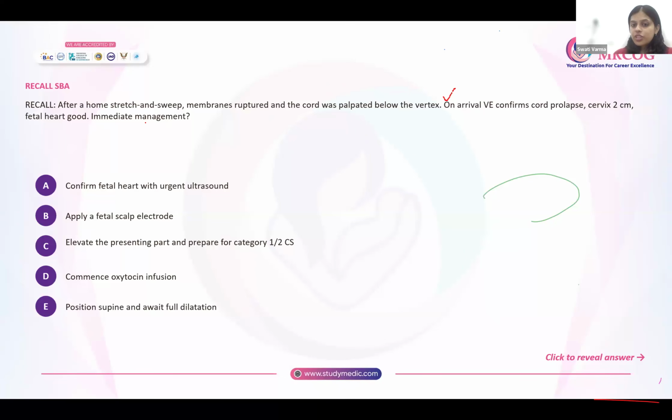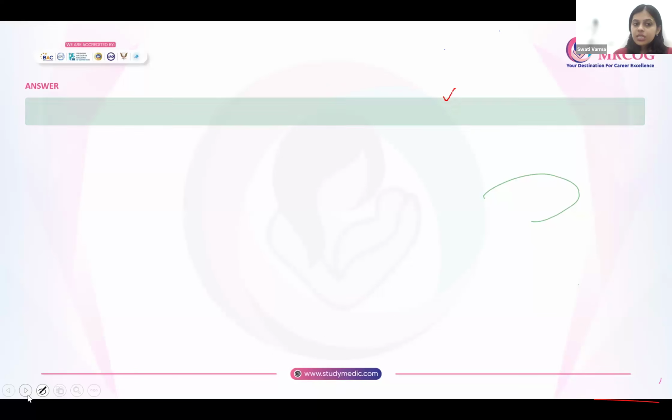After a home stretch and sweep, she has now arrived. Confirm fetal heart with urgent ultrasound? Already confirmed, fetal heart is good. Apply a fetal scalp electrode? No role for that. Elevate the presenting part and prepare for category 1 or 2 CS seems to be the closest option. Commence oxytocin, position supine and await full dilatation? No. So the best option here appears to be C.